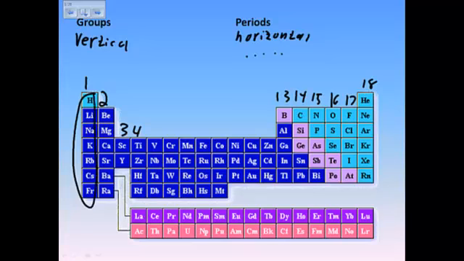So all of group 1 elements are going to have the same basic properties. All of group 2 elements are going to have the same basic properties. Then over here in group 18, same basic properties. Group 17, same basic properties. So make sure you understand that.